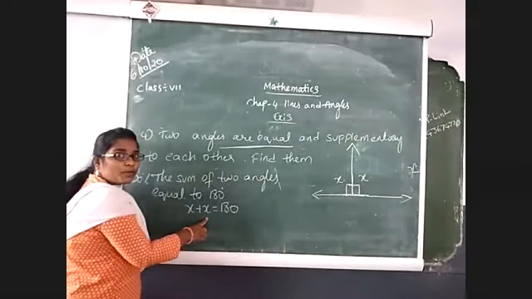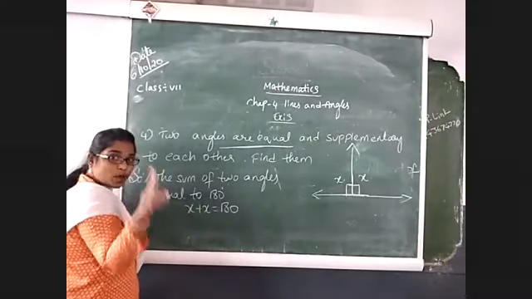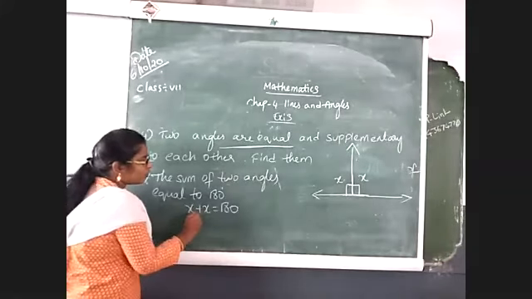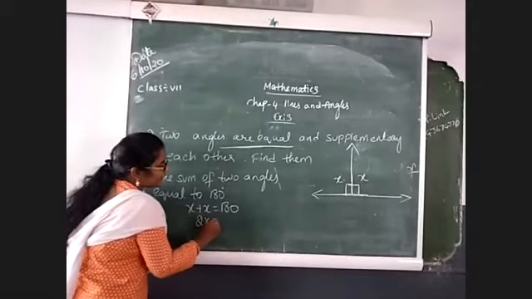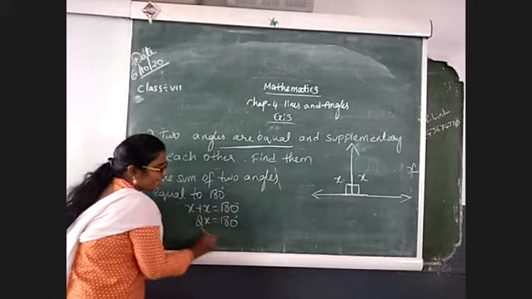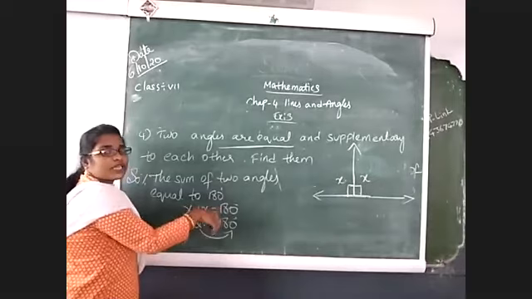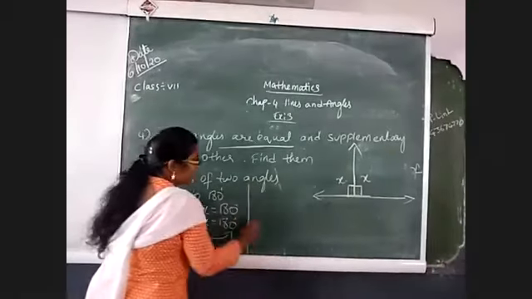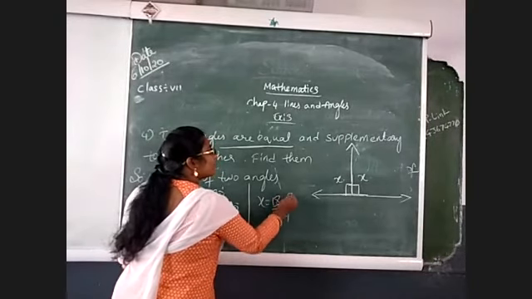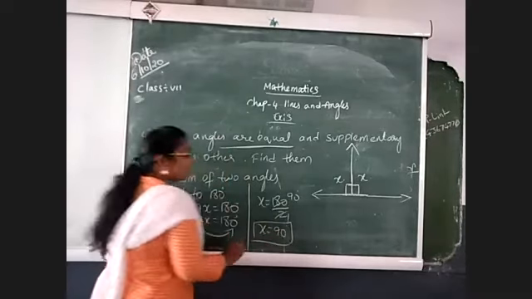x plus x, how much? Before x, is any number there? No. If no number is there, it is 1. Here before x, is any number there? No. Here also 1. 1 plus 1 is 2. So x plus x, 2x equal to 180 degrees. If we transpose 2 to that side, what will happen? It was connected with multiplication, so when we transpose it to that side, it becomes division. So x equals 180 by 2. x equals 90 degrees.